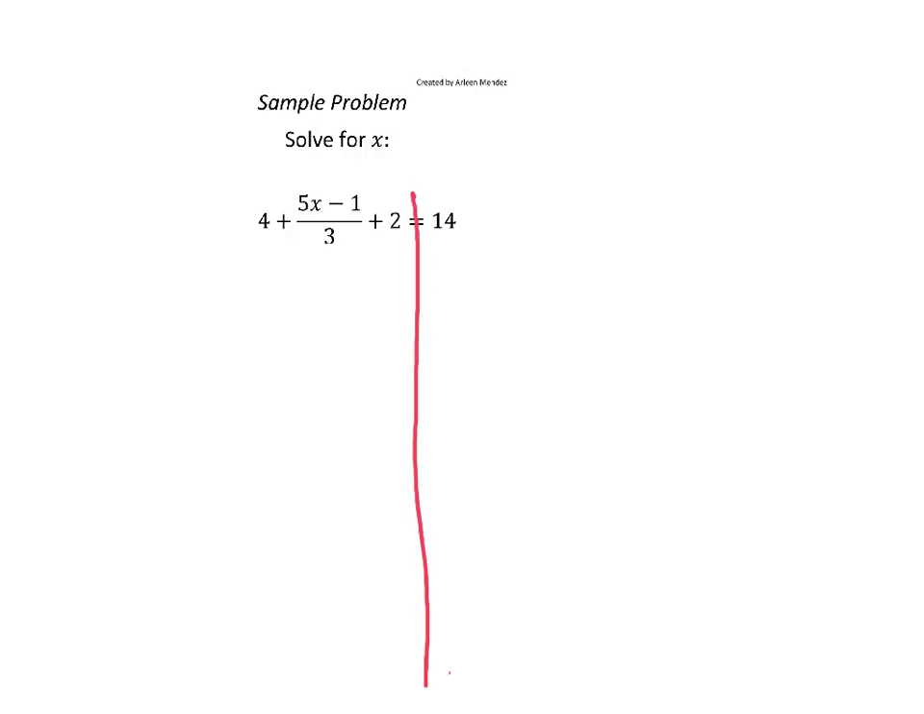So let's start with the plus 2 just to get that one out of the way because that one's easier for us. What's the opposite of adding 2? Subtracting 2. We do that to both sides. This cancels out, and we're left with everything else. So we can just rewrite that. We have 4 plus 5x minus 1 divided by 3 equals 14 minus 2 equals 12.